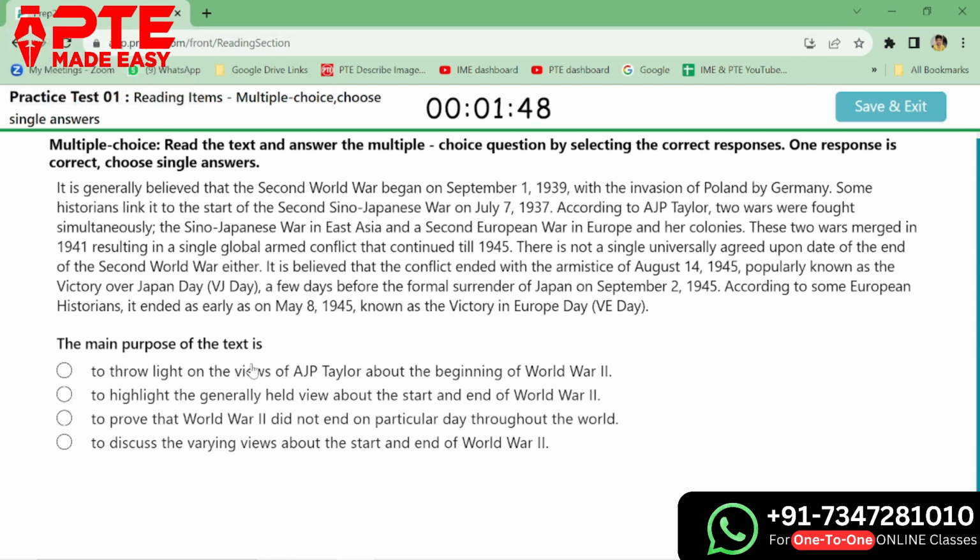So now the main purpose of the text is to what? To throw light on the views of A.J.P. Taylor about the beginning of World War II. So here it is generally believed that Second World War began with the attack of Poland, with the invasion of Poland by Germany. Some historians link it to start of the Sino-Japanese War on July 7, 1937. According to this, two wars were fought simultaneously, and okay. So they are talking about Second World War, but it is not only about the beginning.